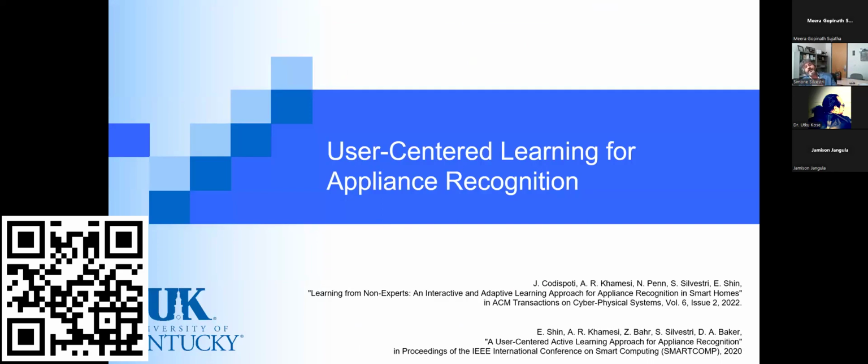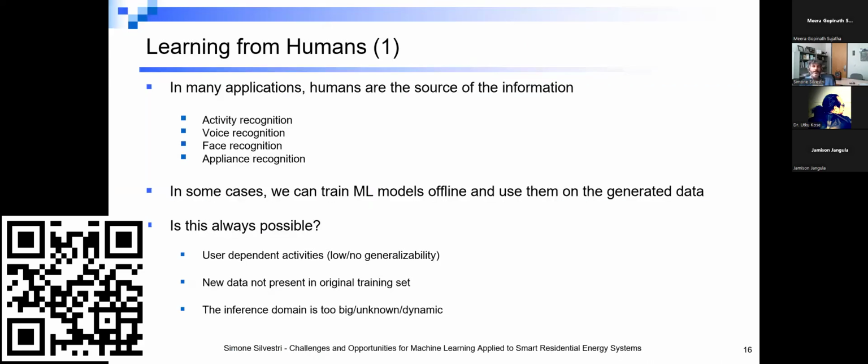So here, this is another paper that we published on transactions on cyber physical systems in the last couple of years, and the problem deals with user-centered learning for appliance recognition. So in many cases, especially when we deal with a residential environment, we are learning from humans. For example, this is true for activity recognition, voice recognition, appliance recognition, etc. So most of the time we deal with machine learning.